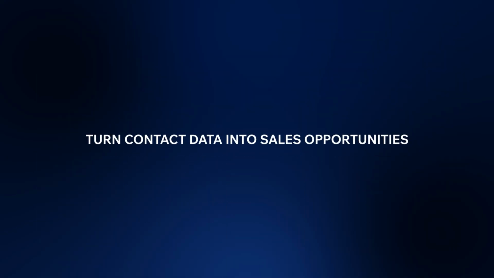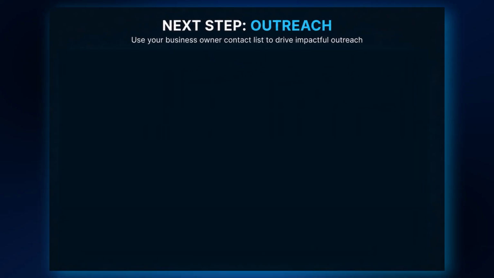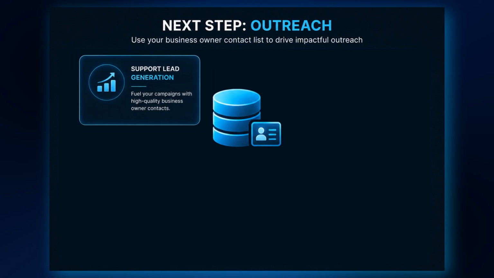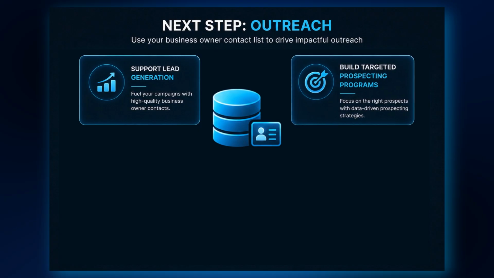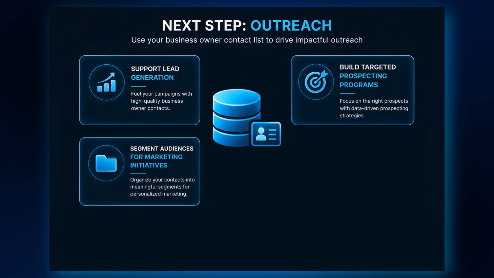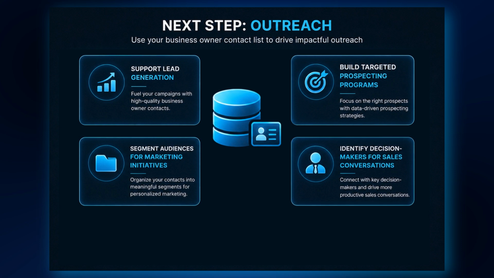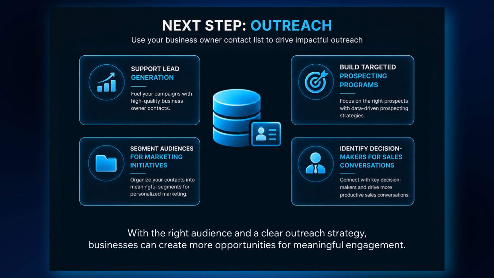Turn contact data into sales opportunities. Once you've built your business owner contact list, the next step is outreach. Your team can use the data to support lead generation campaigns, build targeted prospecting programs, segment audiences for marketing initiatives, identify decision makers for sales conversations. With the right audience and a clear outreach strategy, businesses can create more opportunities for meaningful engagement.